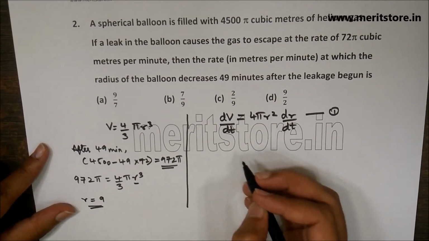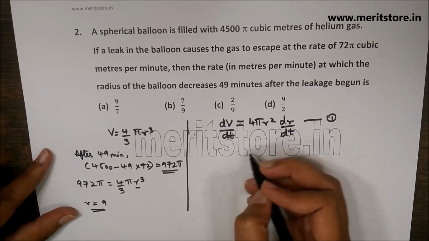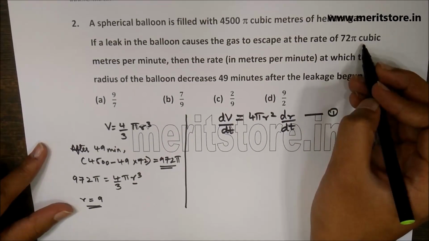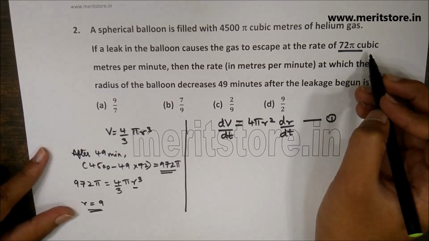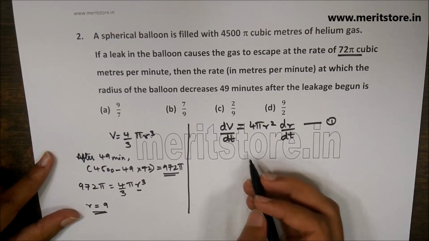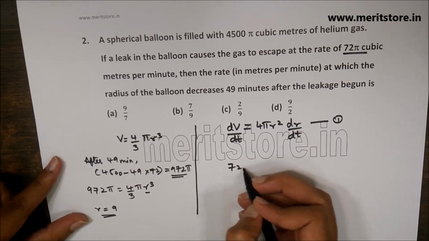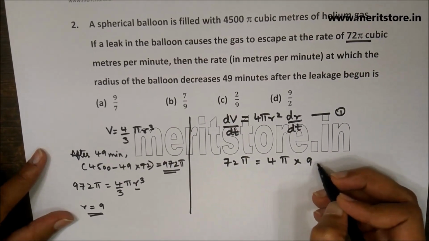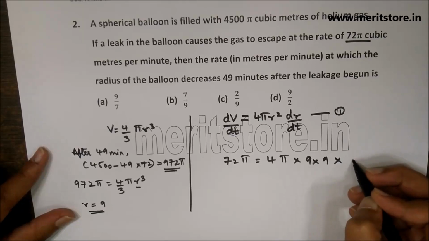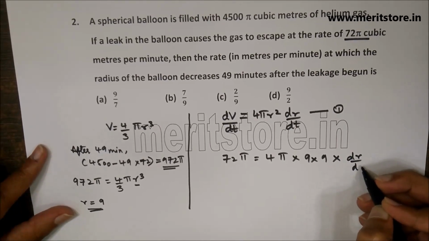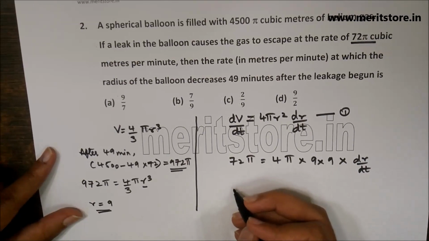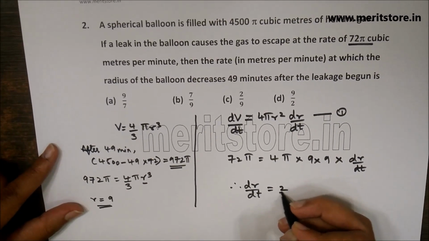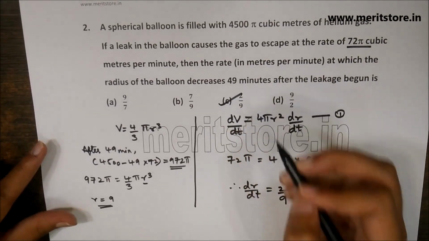Now let's find the rate at which the gas is leaked, dV by dt. The rate at which the gas is leaking is 72 pi cubic meter per minute. So dV by dt is 72 pi, which is equal to 4 pi r square, that is 9 into 9, dr by dt, which we are supposed to find. After solving this, we get dr by dt equal to 2 by 9. So option C is the correct option.